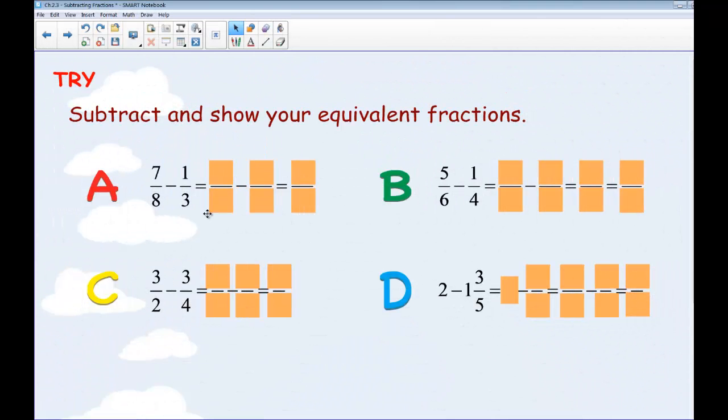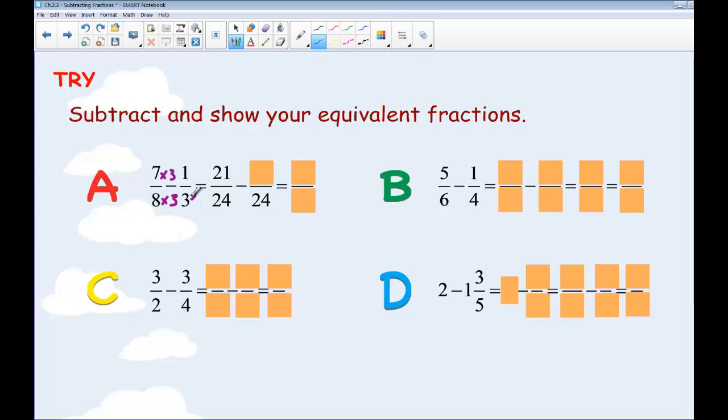Alright, so in question A here, 7/8 minus 1/3, the lowest common denominator is 24. So when we write our equivalent fractions, the 8 we need to multiply by 3. So therefore we multiply its numerator by 3 as well. So we get ourselves to 21.